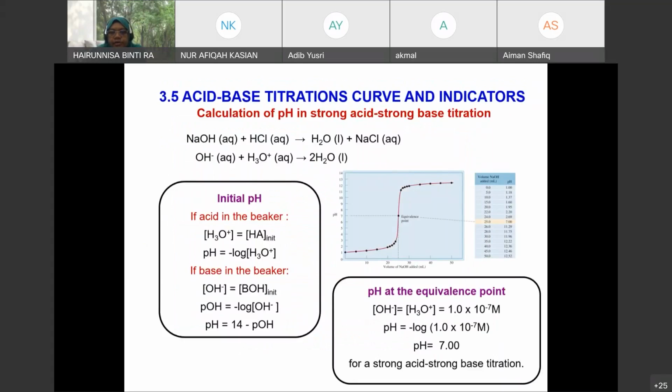Nak recap balik, for strong acid, strong base, if the question asks you to get the initial pH, make sure you know which one is in the beaker, either acid or base. So kalau acid, you can just pH equals negative log H3O plus. If let's say base is in the beaker, you have to find the pOH and then you can find the pH. This is because of the strong acid and strong base. And then equivalence dia mudah je because strong acid strong base, your salt is neutral, right? So bila neutral, pH dia 7 lah.